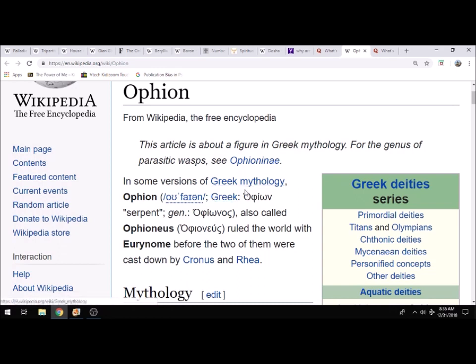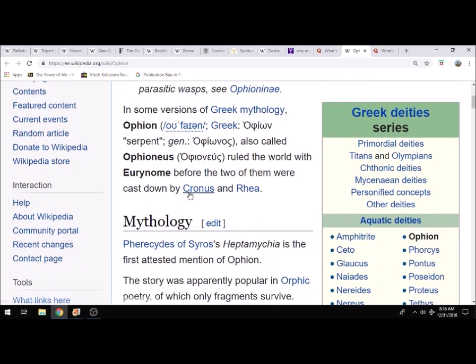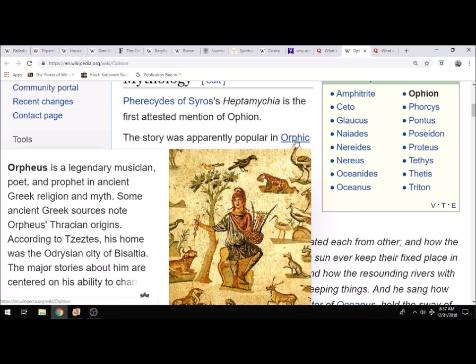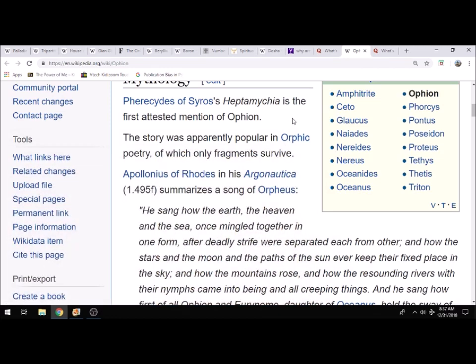In some versions of Greek mythology, Ophion is called Ophinius. He ruled the world with Eurynome before the two of them were cast down by Kronos and Rhea. Pherecydes of Syros's Heptamychia is the first attested mention of Ophion. The story was apparently popular in Orphic poetry. And see, now that's interesting because Orphic goes right to Orpheus, whose statue is next to the Star Fort at Fort McHenry. So, bang, a Baltimore connection to dragons right from the jump.